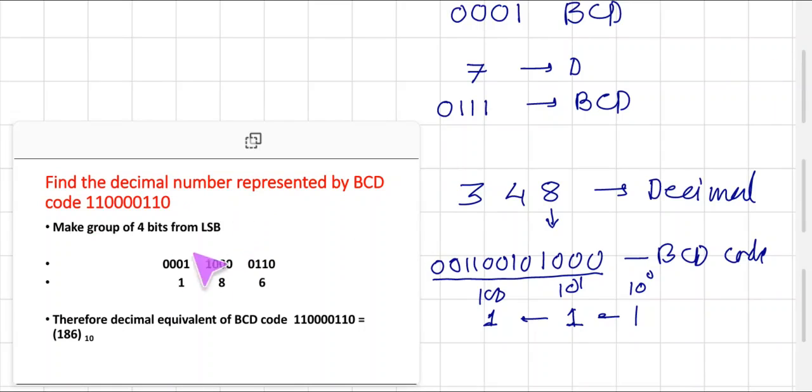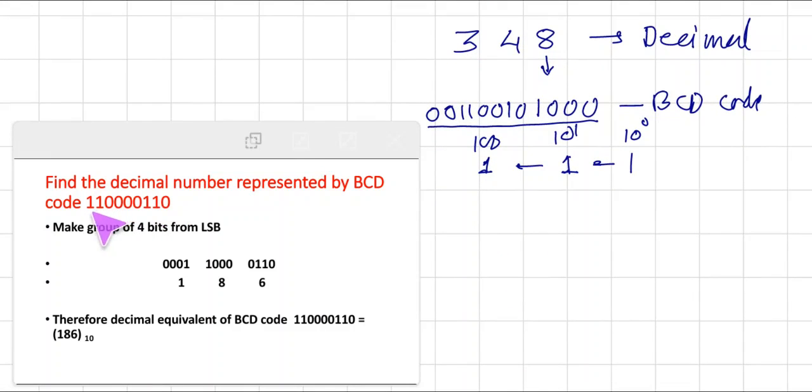Now similarly, we are going to find the decimal number represented by a BCD code. That means instead of being given 348, convert a BCD code to the corresponding decimal number. Suppose you are given a particular BCD code. Now in this code you measure how many digits there are: 1 2 3 4 5 6 7 8 9. So we have to make groups of 4 bits from right to left. So here we have given this.